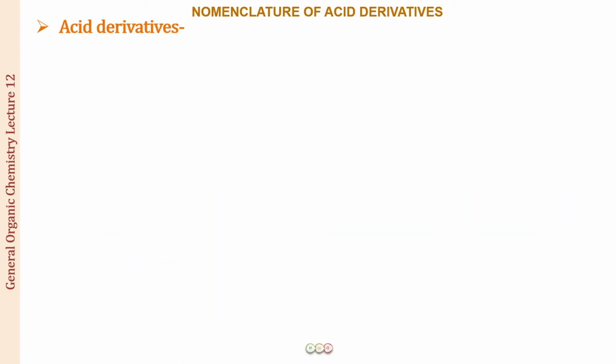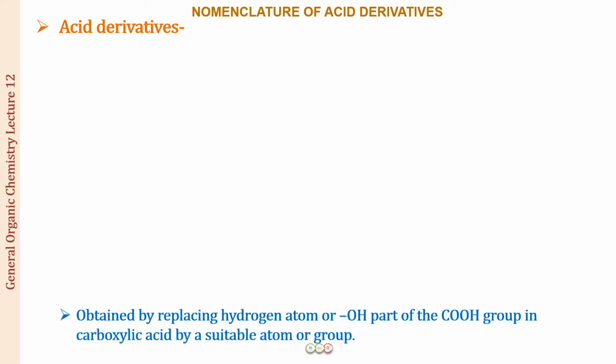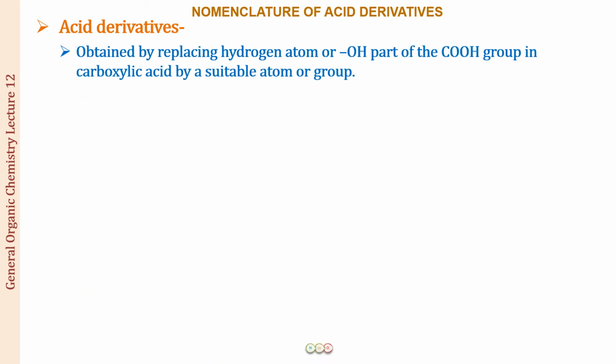The next class of compounds that we learn today are the acid derivatives, and as the name suggests, these are derived from the acids. We obtain them from the carboxylic acid. How? Let us understand. We obtain them by replacing the hydrogen atom or the OH part of the COOH group in the carboxylic acid by a suitable atom or group.